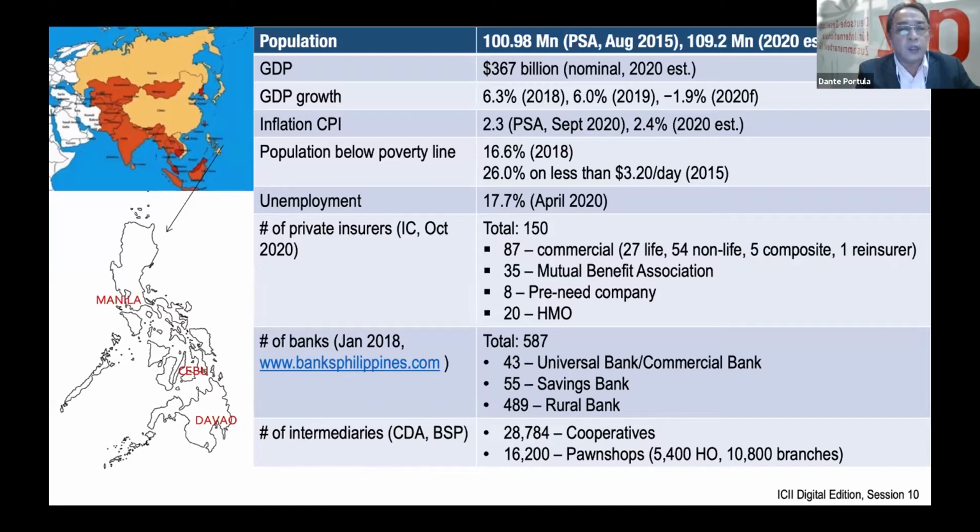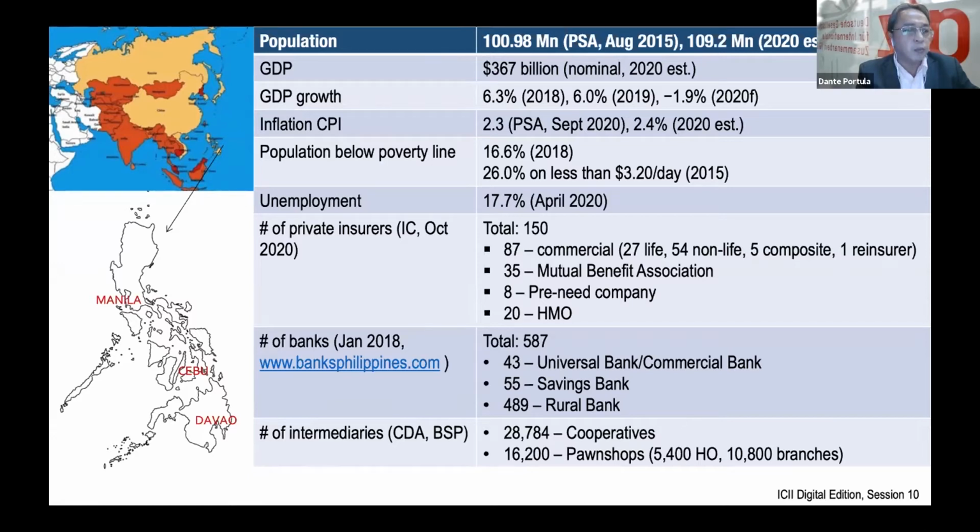So let me start off with general information about the country so that everyone can situate the context of my discussion. So you'll see in this slide, Philippines is a country that has more than 100 million population with 16% poverty rate, 17% unemployment. And if you look at the insurance industry, there are 150 insurance providers which are composed of 4 subsectors: the commercial sector, the mutual benefit association, the pre-need company, and the health maintenance organization.